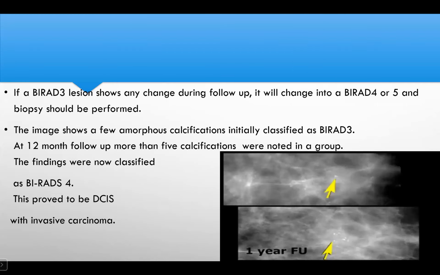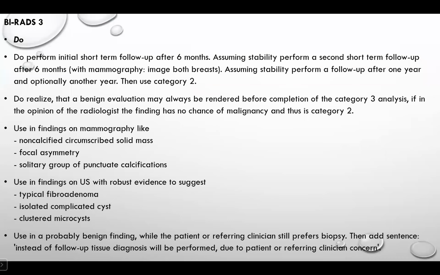If a BI-RADS 3 lesion shows any change during the follow-up, it is changed to BI-RADS 4 or 5, and biopsy should be performed. The image shows a few amorphous calcifications, as we are seeing in this mammogram, initially classified as BI-RADS 3. At 12-month follow-up, more than 5 calcifications were noted in a group. So the findings were changed into BI-RADS 4, and this proved to be ductal carcinoma in situ with invasive carcinoma. When to use BI-RADS 3?